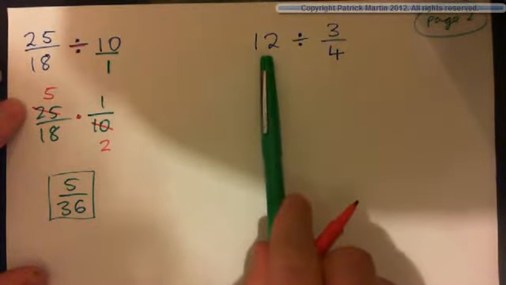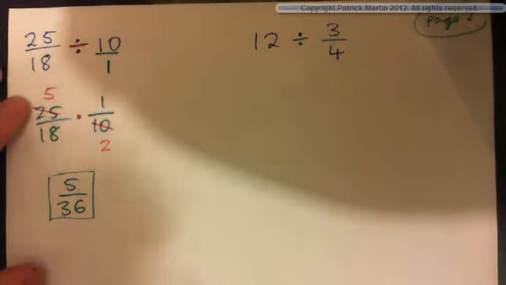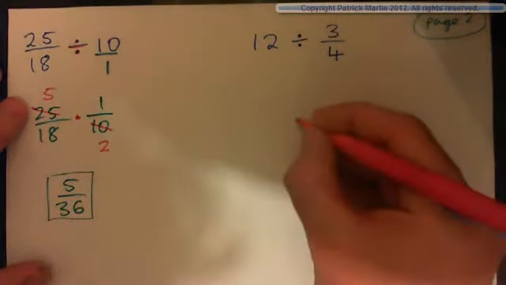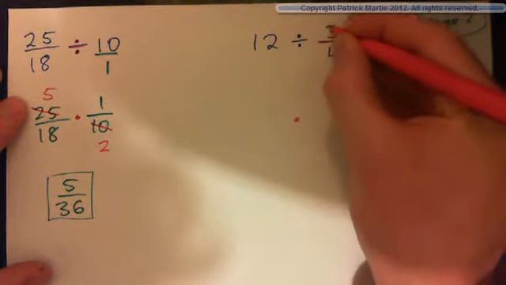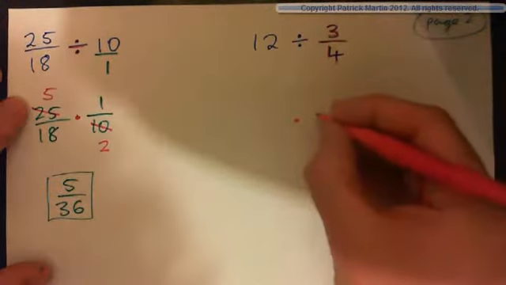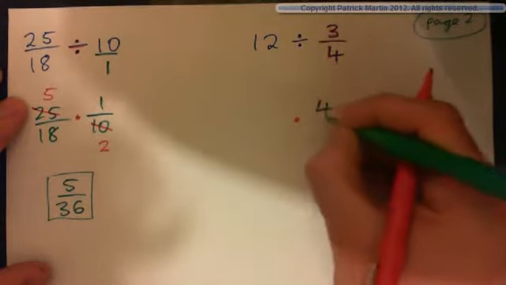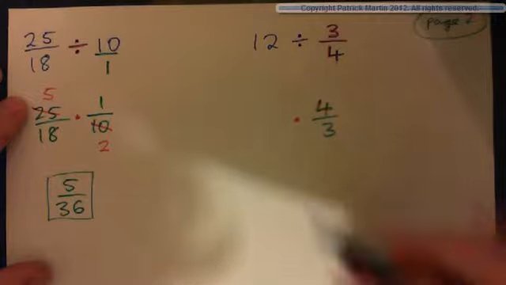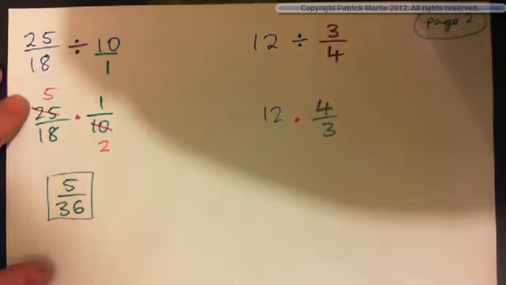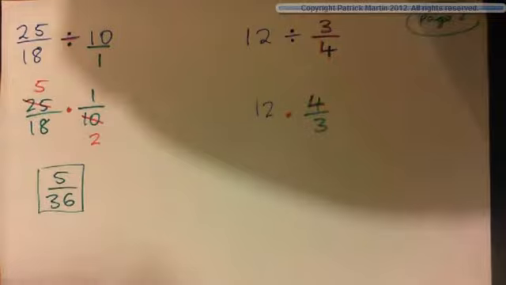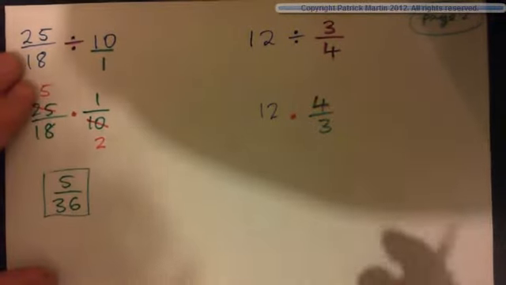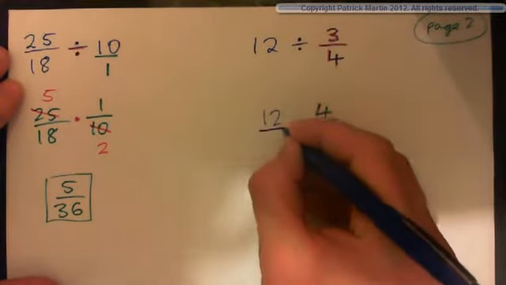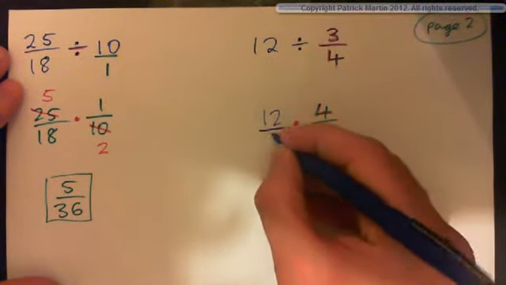Now, what if you had a number on the left? 12 divided by 3 over 4, then what? Well, same procedure. You still have to multiply by the reciprocal of the fraction on the right. You still have to flip this guy and multiply, right? And we're multiplying by 12. Although we like to turn all the whole numbers into fractions, don't we? Because then we can just multiply by fractions. So write 12 as a fraction. 12 can be written 12 over 1.